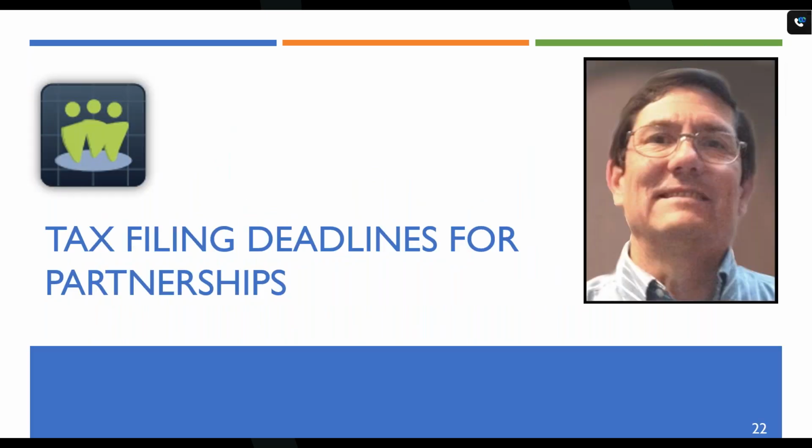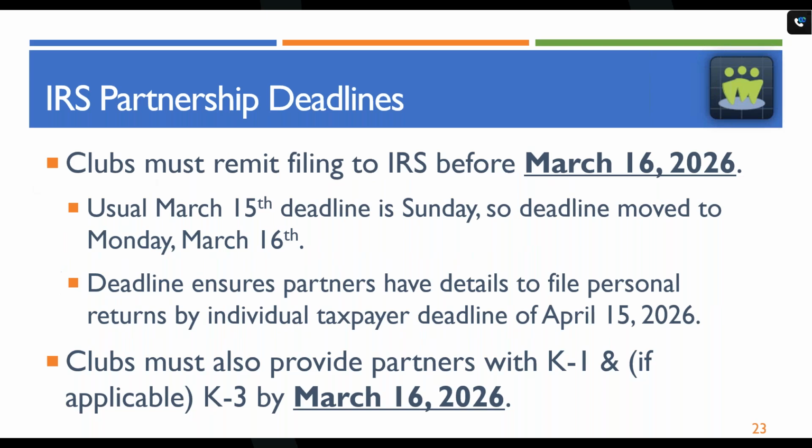So let's go on now to the filing deadlines for partners. Okay, for the IRS, this year, the filing deadline is March 16th. It usually would have been the 15th, but that's a Sunday this year, so it's moved to the next business day. And these deadlines used to be later in April, but they changed them to March several years ago.